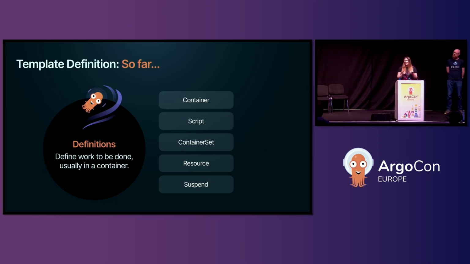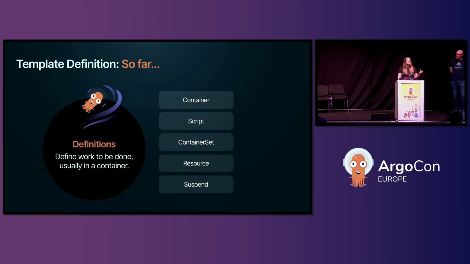That feels like a good time for us to take a step back and look at what we have covered so far. The container template, which runs our defined container inside a pod, the script template, our convenience wrapper around a container template that runs a script, the container set for running multiple containers within the same pod with some dependencies defined. We spent a bit of time discussing the resource template, which allows us to perform actions directly on Kubernetes resources, and of course the suspend template, which allows us to suspend workflow execution. 5 covered, 2 more to go, and we've left some interesting ones till last.